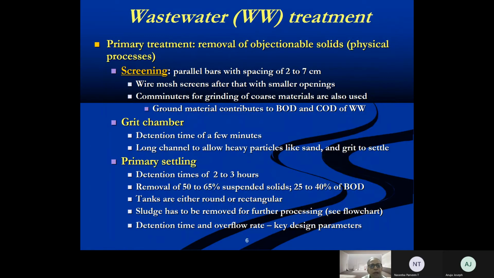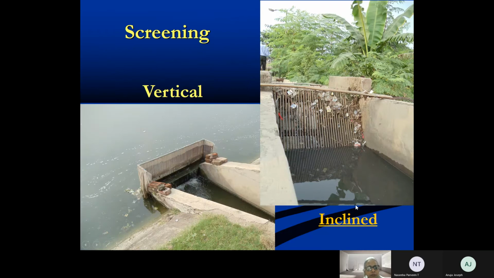Now we come to the primary settling processes, the primary treatment processes. When we talk about primary treatment, the objective is removal of objectionable solids. I've already shown you examples of removal of these large solids. So the first step is screening.